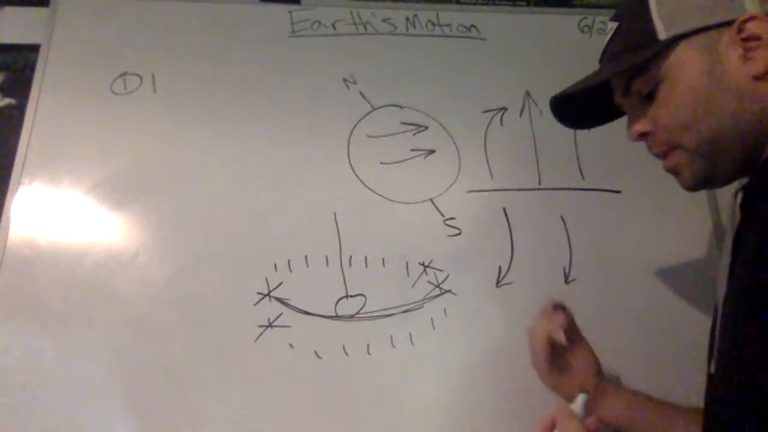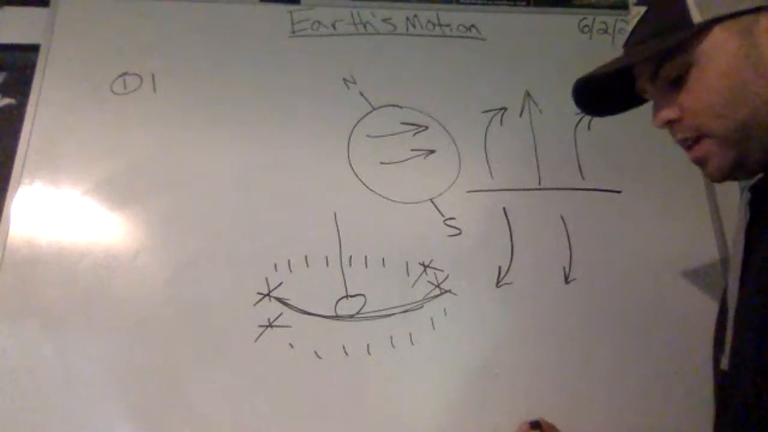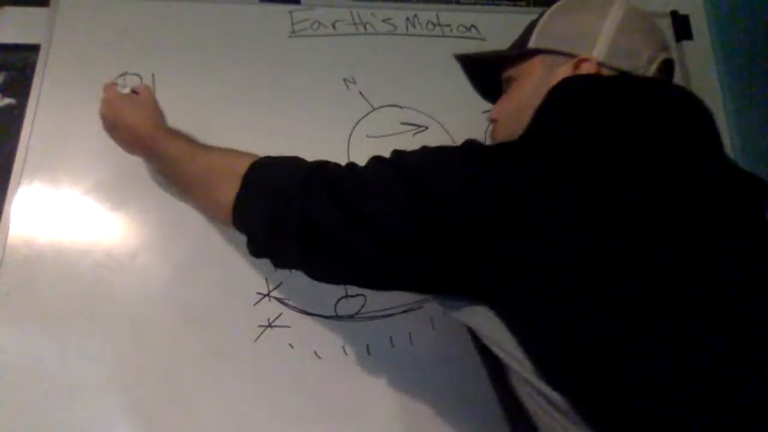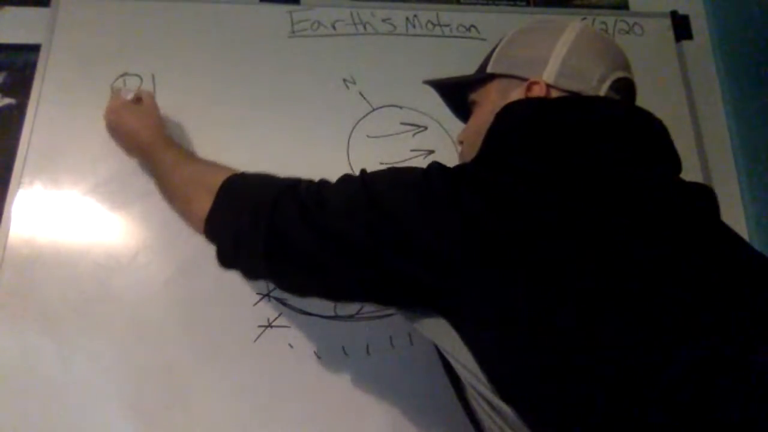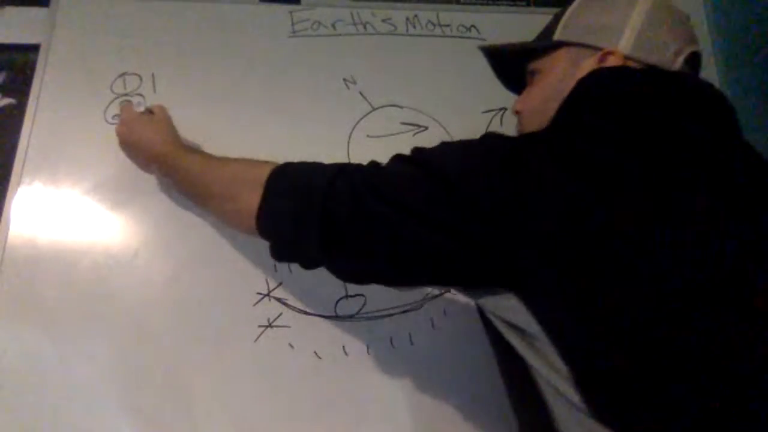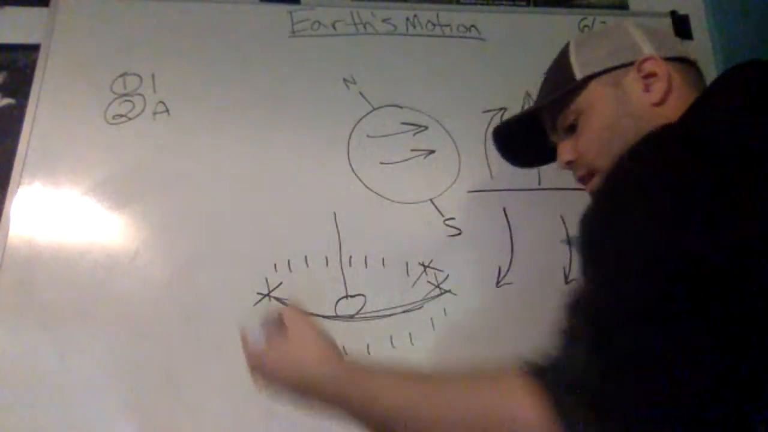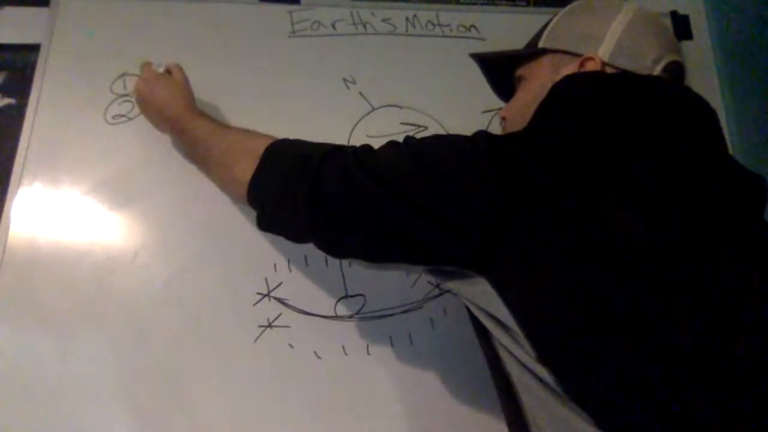So for number two, it's demonstrating how the Earth is rotating. So again, it's rotation. So two is going to be A again, all right? And then I'll correct number one is also A.